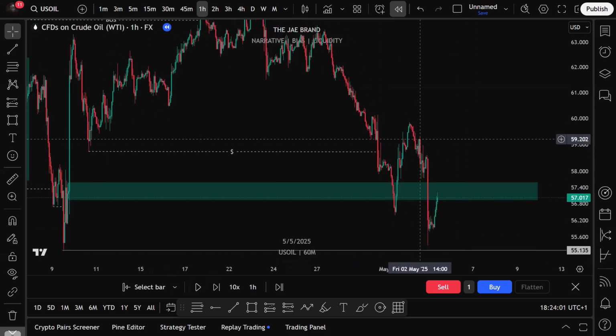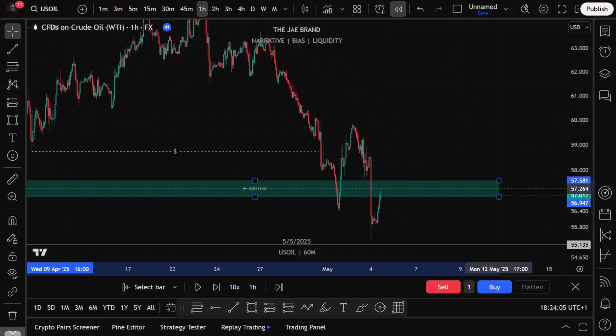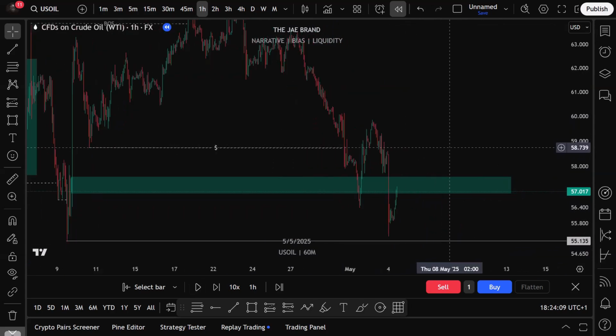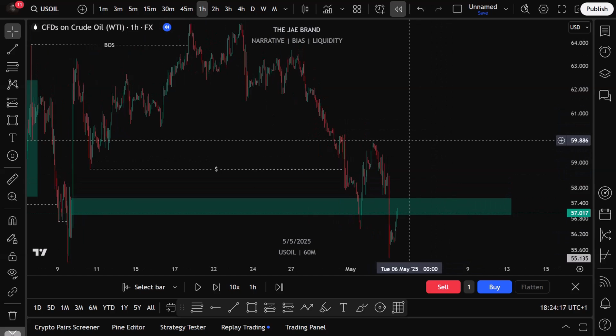I want to quickly explain something here. Once you are in a trade, you don't have to bother yourself about how that trade plays out. Just enter your trade, set your stop loss, and set your take profit. However the trade plays out is none of your business.